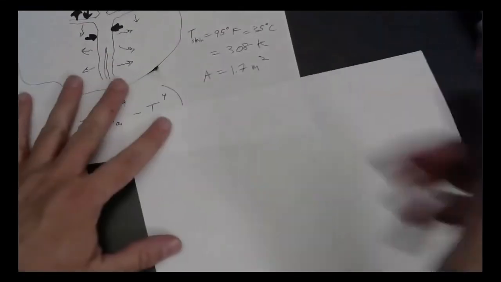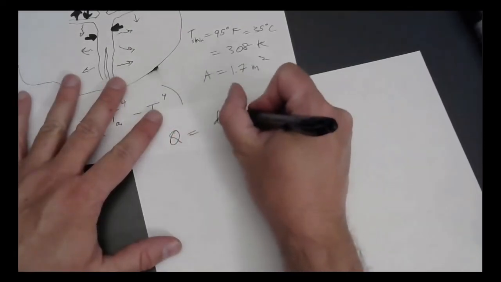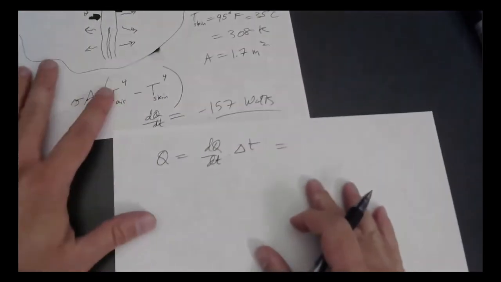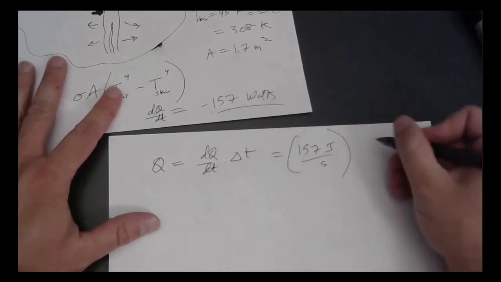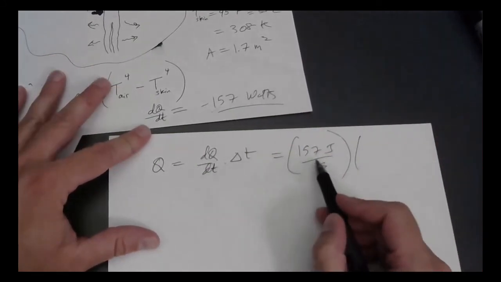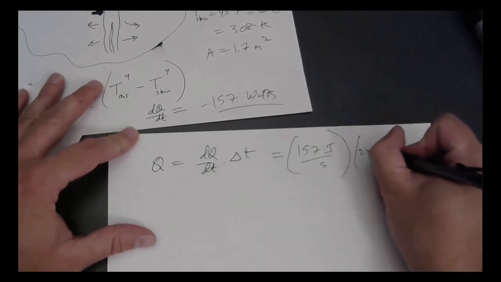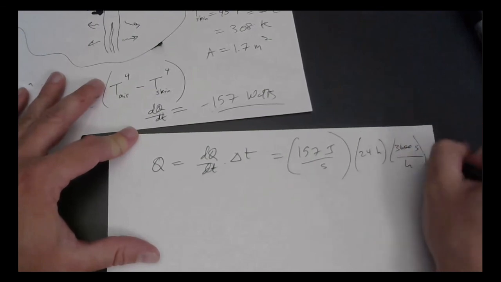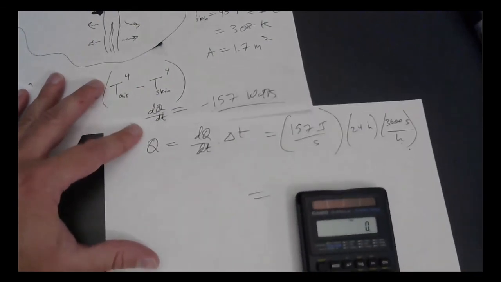So the total energy per day would be dQ/dt times the total time interval. So I'm going to go with 157 joules every second. And that's like the wattage of a couple light bulbs, right? That sounds about right. Times 24 hours times 3,600 seconds for every hour. That's an H right there. Let's see just how many joules we're using every day to stay warm.